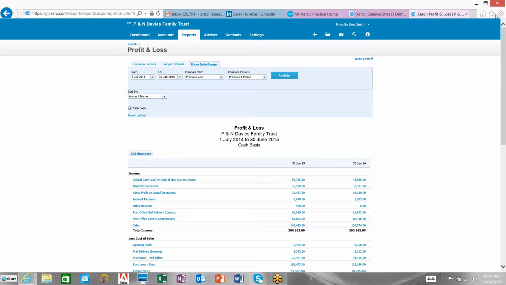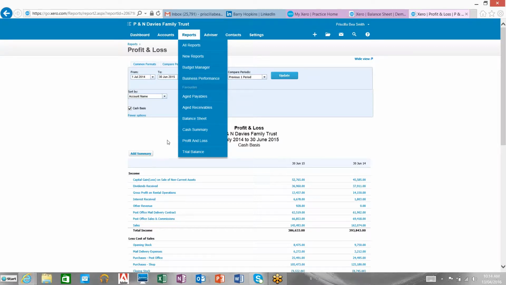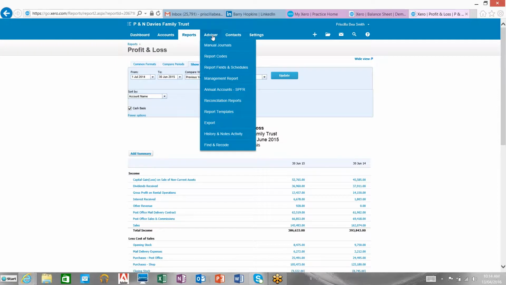Now, here at the moment, I have a complex trust profit and loss. What we are interested in today is the profit and loss, the balance sheet, and we'll look at the trial balance and why it's important. So these are the main reports we're working with. Xero has many others, and we'll learn about them.